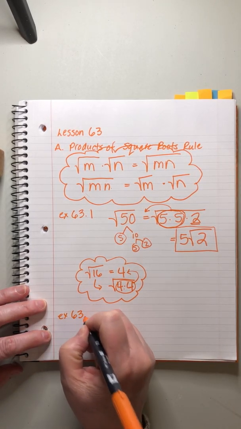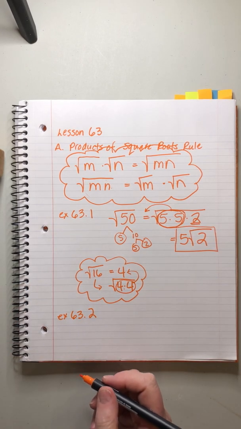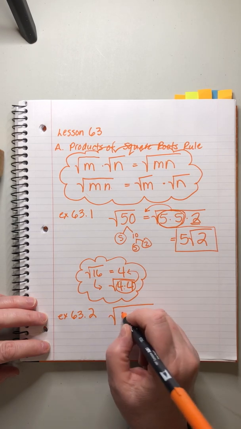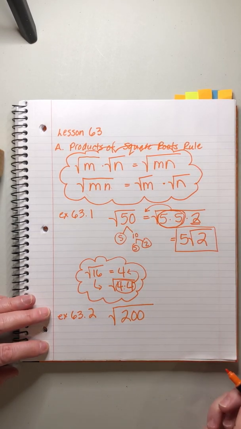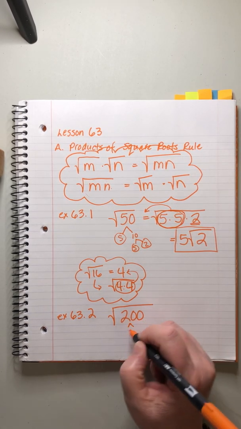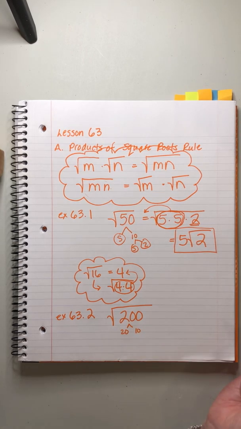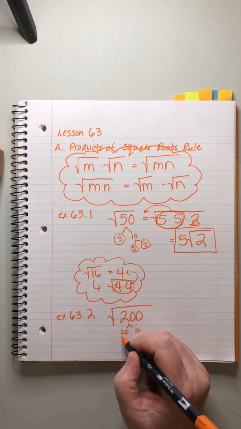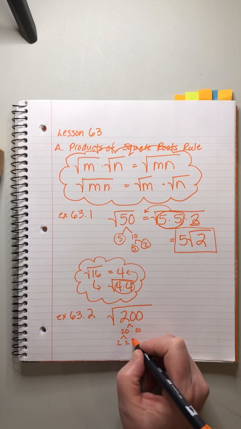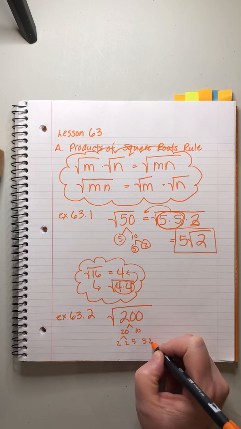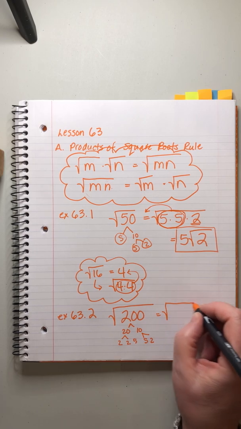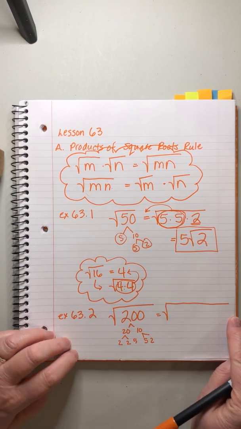Example 63.2. Square root of 200. Okay, so we have to start thinking in terms of factor trees. Again, let's do 20 times 10. Okay, you guys just go ahead and work this, and then we'll compare in the end. Okay. And then write them all in order once you get them done.